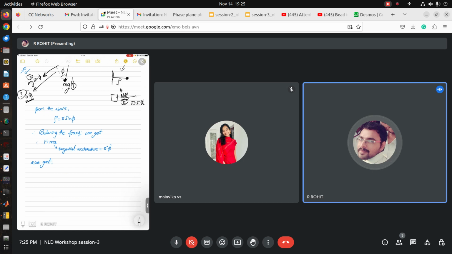So tangential acceleration is nothing but r phi double dot. It's nothing but r omega square d omega by dt. You can take it as phi double dot. Okay, that's a simple representation.